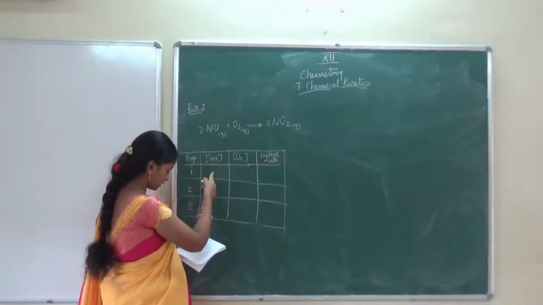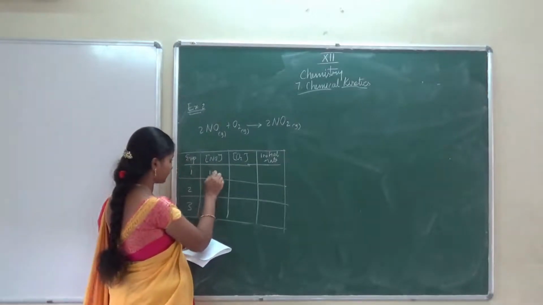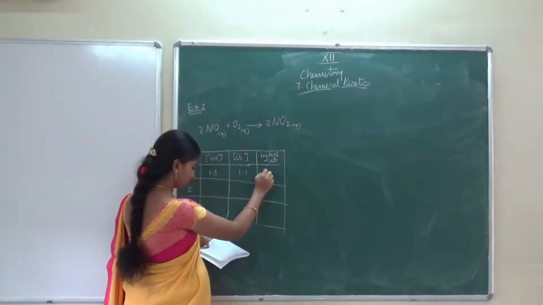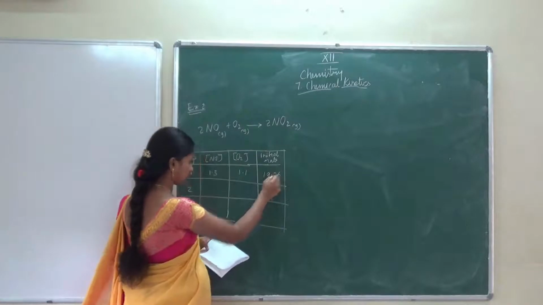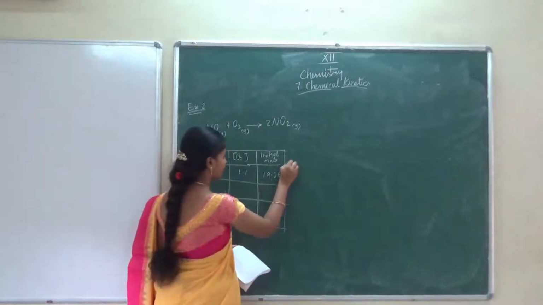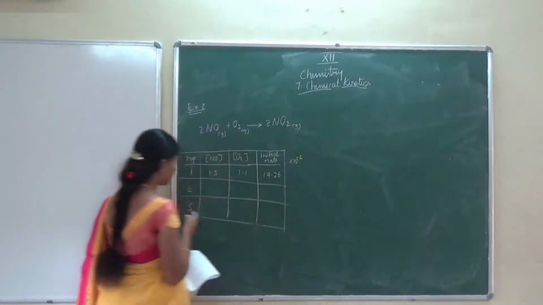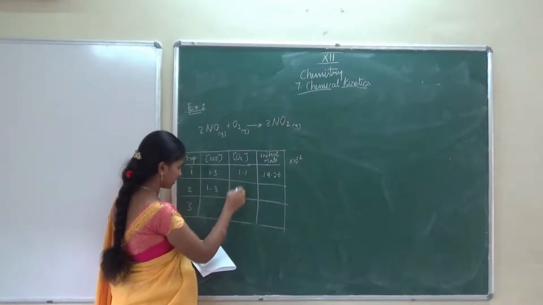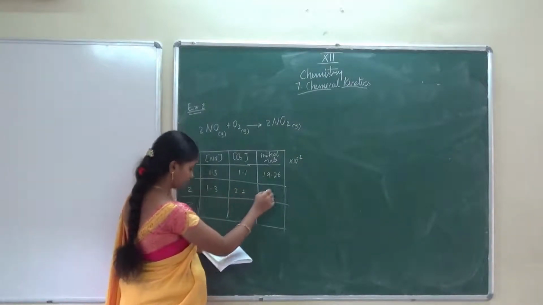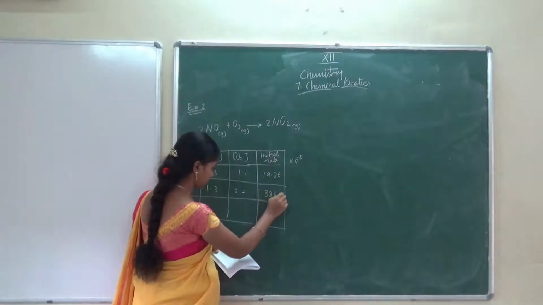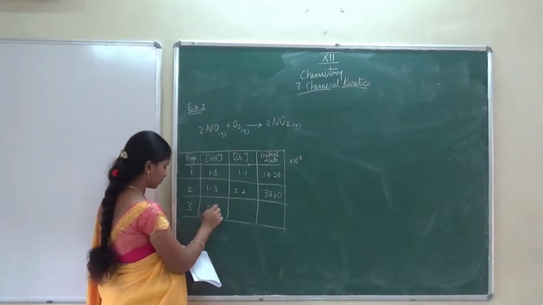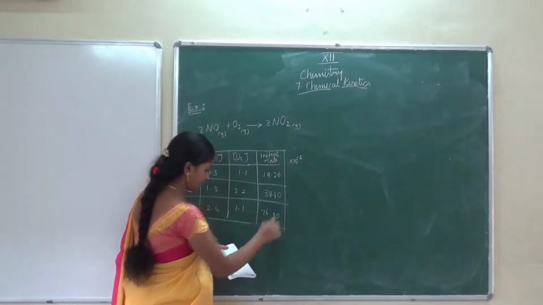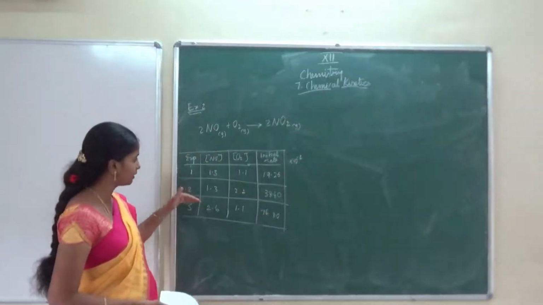In the first experiment, the NO concentration is 1.3 into 10 power minus 2, here 1.1 into 10 power minus 2, and the rate is 19.26 into 10 power minus 2. All these values are in 10 power minus 2. Next, the second experiment: here the concentration is 1.3, the O2 is 2.2 and the initial rate is 38.40. Then the third: 2.6, 1.1 and 76.80.